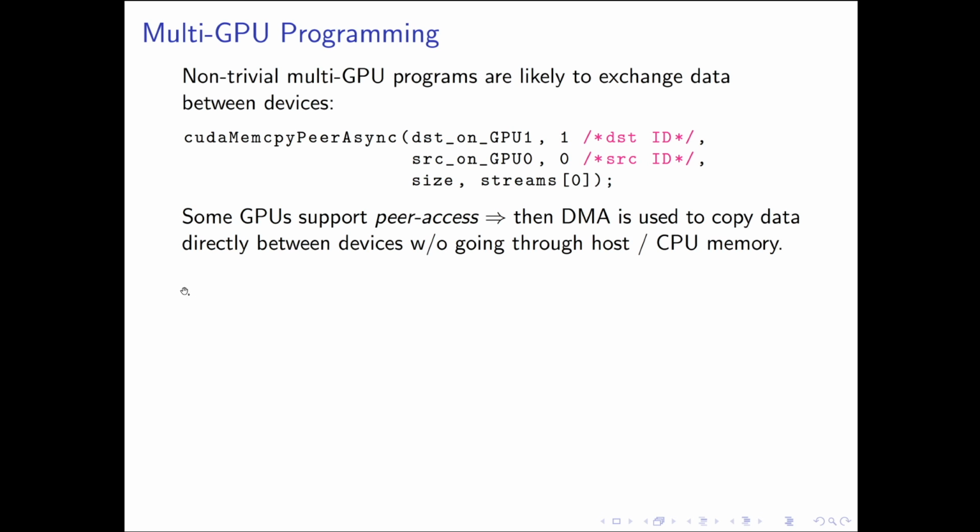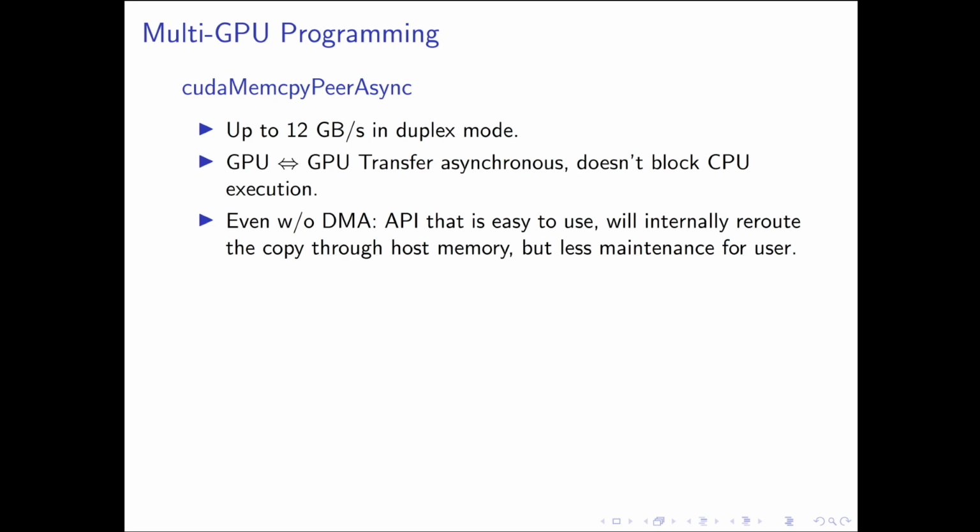On certain GPUs, not on all GPUs, this function will actually perform DMA, a copy that doesn't involve host memory. As a matter of fact, this is only supported on the professional GPUs by NVIDIA. The Quadro or Tesla GPUs support this, and the GeForce GPUs will generally not support this. Nevertheless, the function is quite convenient. You basically just call the cudaMemcpy function, and it will perform a memcpy between the two devices.